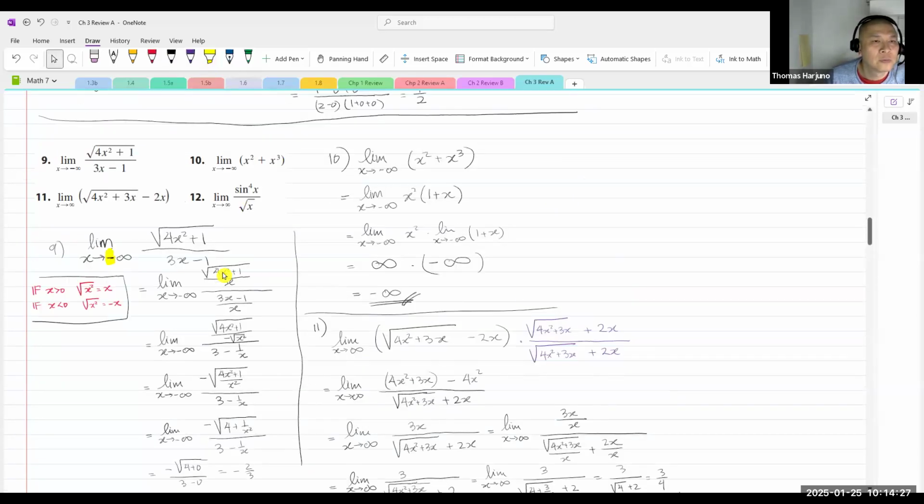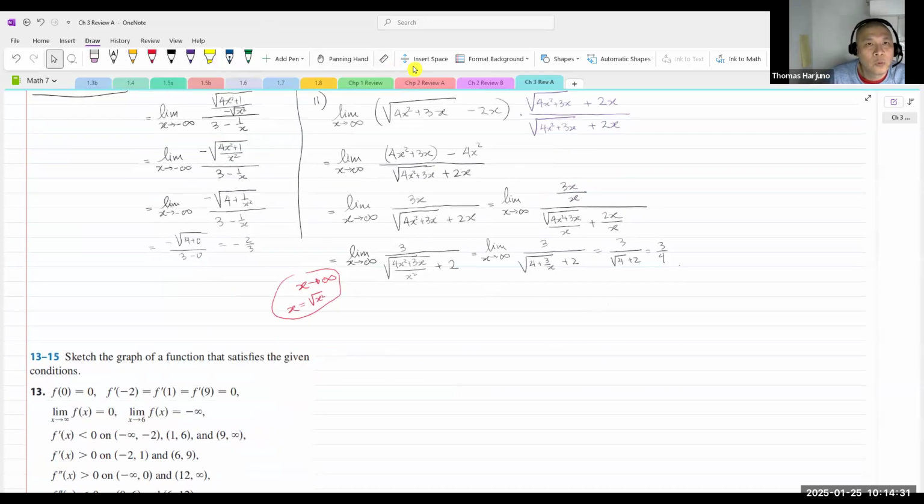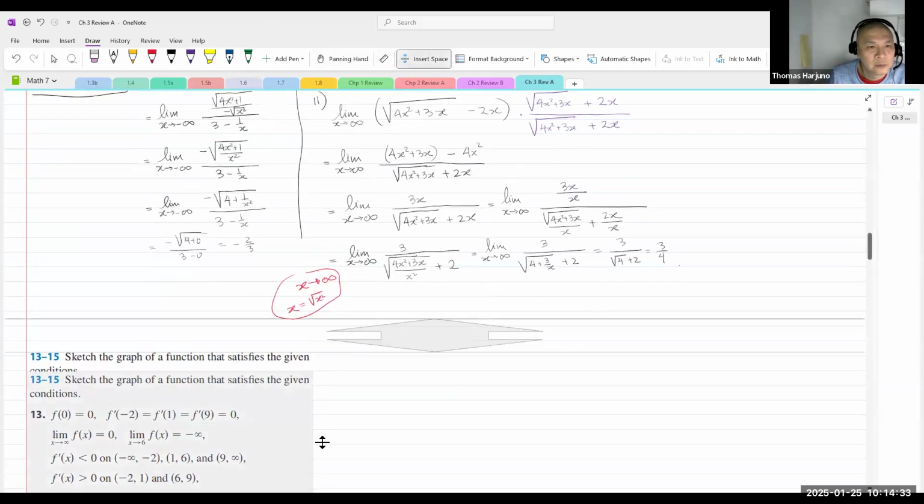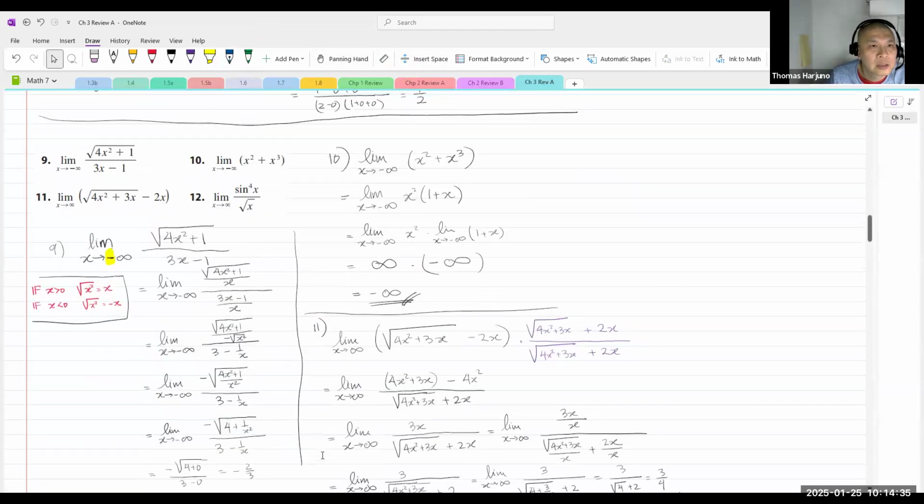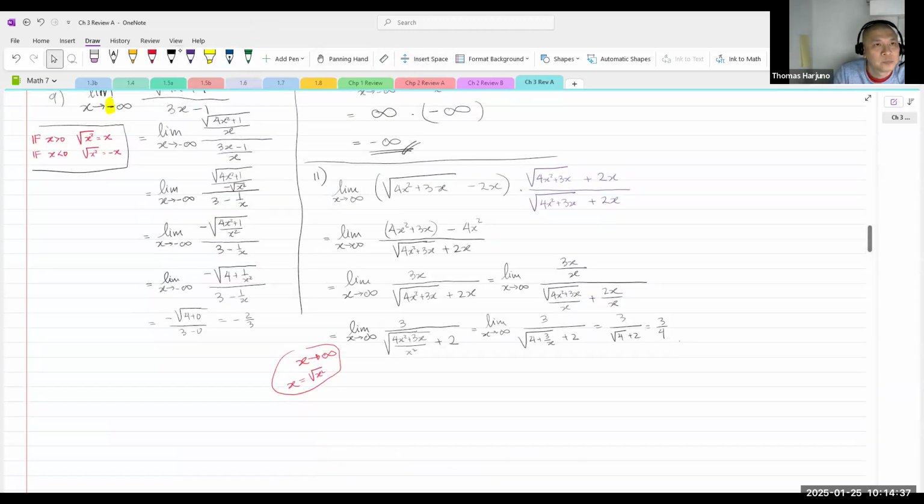Let me see number 12. Limit as x approaches infinity of sine to the fourth x over the square root of x. Ooh, that's tough. Actually, this question is harder. Limit as x goes to infinity of sine to the fourth x over the square root of x.